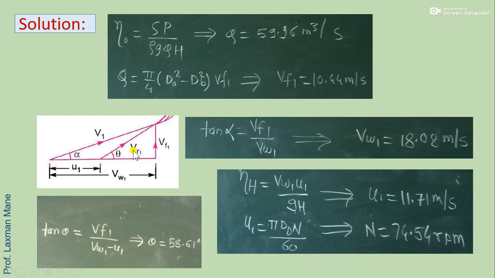Then the vane angle at inlet. For this we can use the formula tan theta equals Vf1 upon Vw1 minus U1. So we get the theta value. Now in this numerical, if you observe the value of U1 and the value of Vw1, here the U1 value is 11.71, which is smaller than 18.08. So that's why this triangle is correct for this numerical.